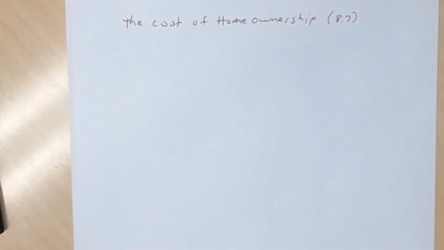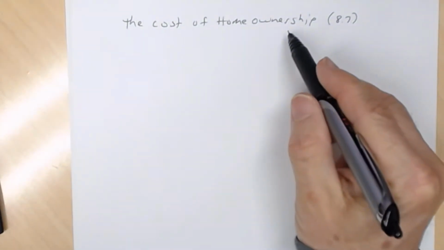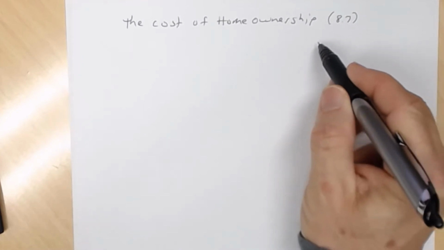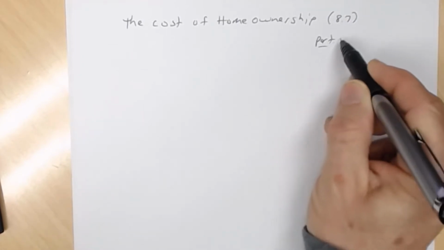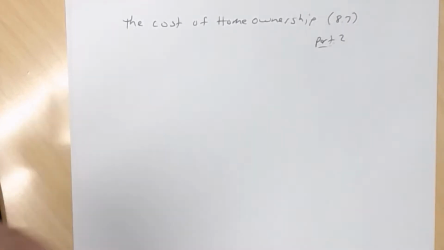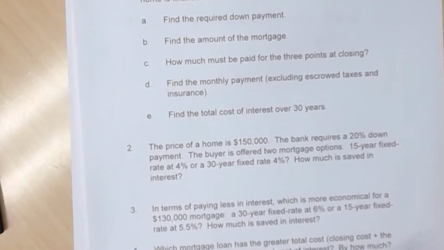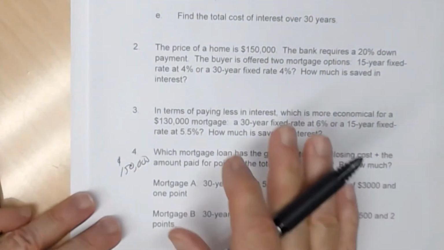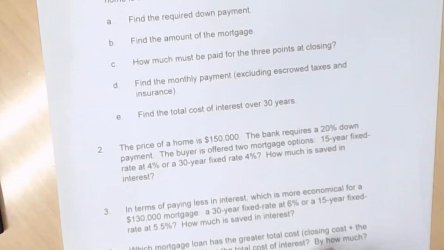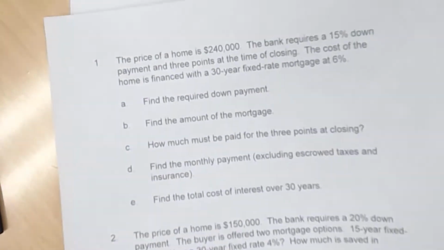Okay, so this is part 2 of our lesson on the cost of home ownership. Now in part 1, remember we looked at 4 problems. I need for you to go back and make sure you review all of these problems that we looked at. Okay. Now let's look at number 5.